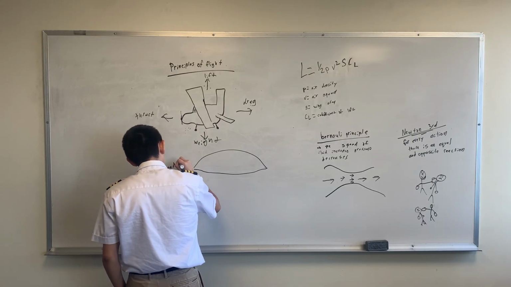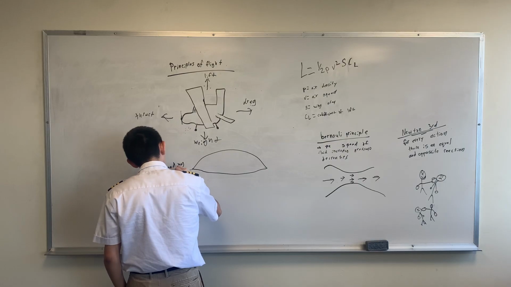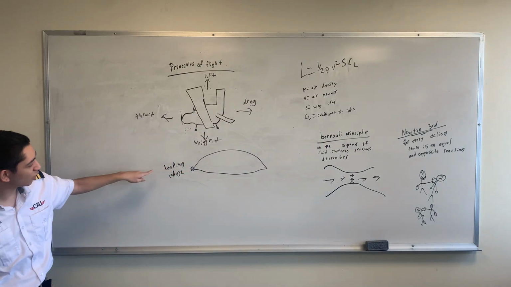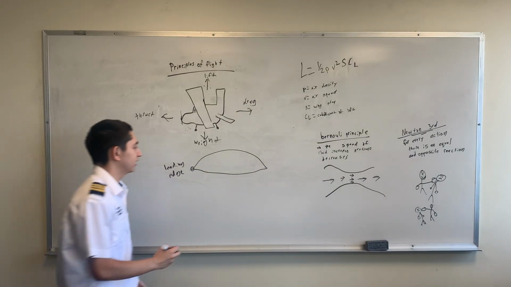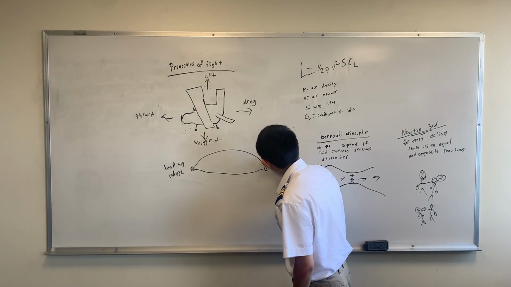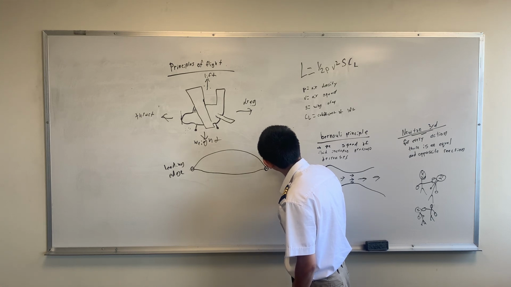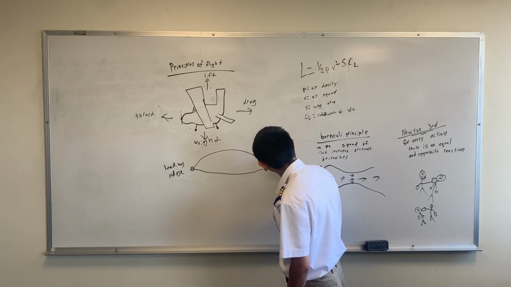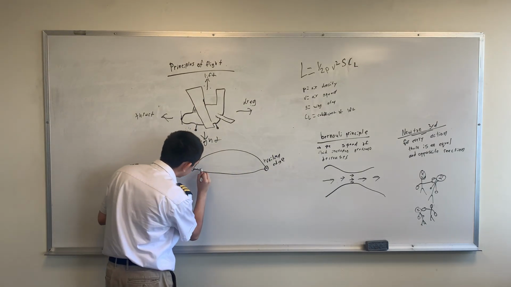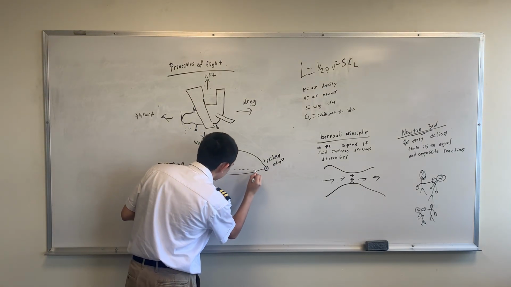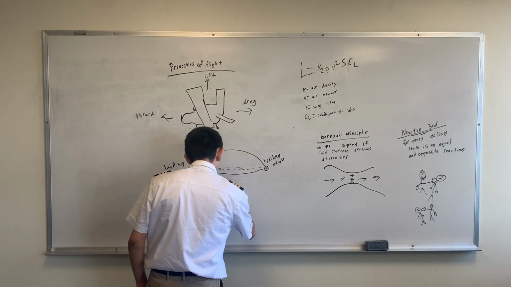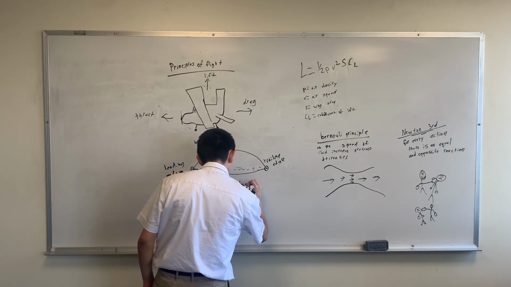So, this right here, the front of the wing, is called the leading edge. Now the behind of the wing is called the trailing edge. Now there's some imaginary line that connects these two together, and this is called the chord line.